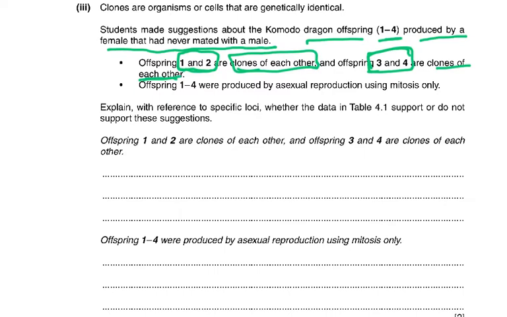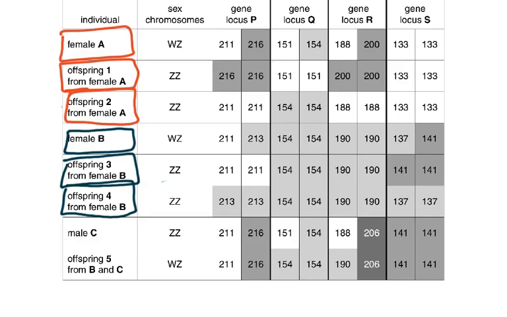Offspring 1 and 4 were produced by asexual reproduction using mitosis only. Then it asked you to compare. It said offspring 1 and 2 are clones of each other, and offspring 3 and 4 are clones of each other. So if you look at offspring 1 and 2, how can they be clones of each other? They're not clones of each other. Why are they not clones of each other?